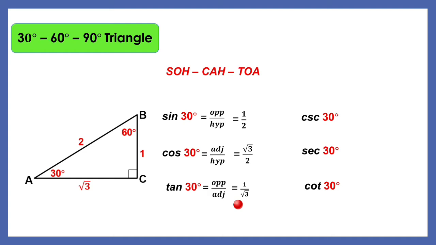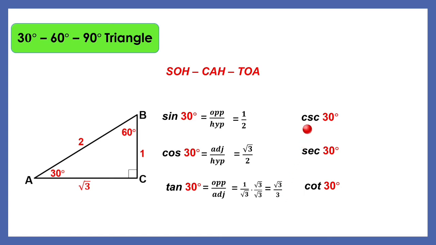Bawal ang merong radical symbol sa denominator, kaya i-rationalize natin. We will multiply square root of 3 over square root of 3. And then simplify. We have 1 times square root of 3 is square root of 3 over square root of 3 times square root of 3 is square root of 9 equals 3. Therefore, the ratio is square root of 3 over 3.